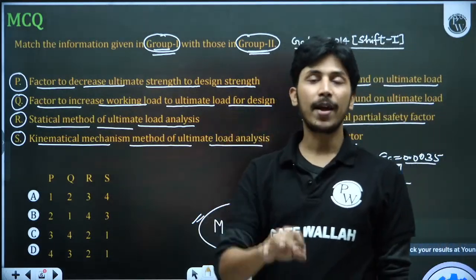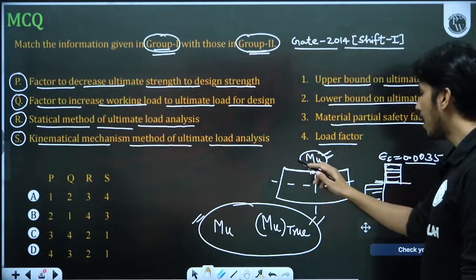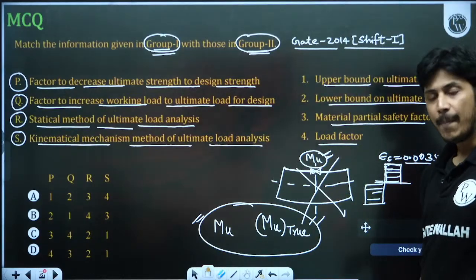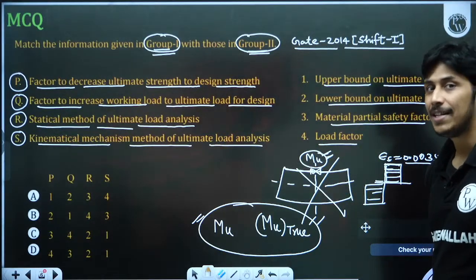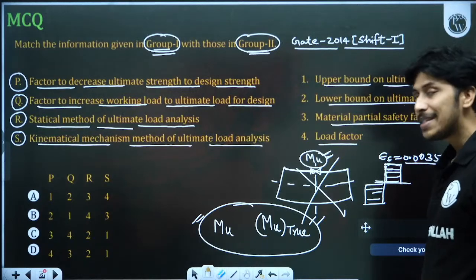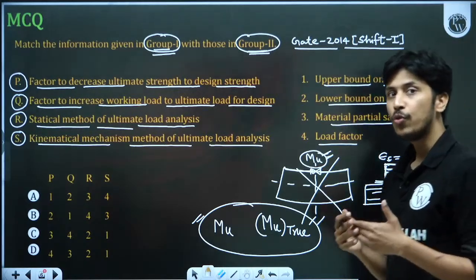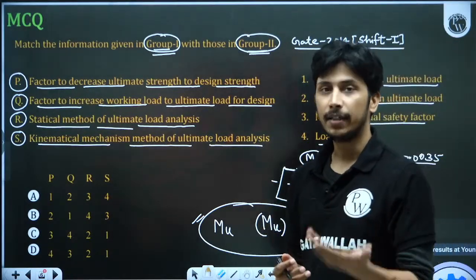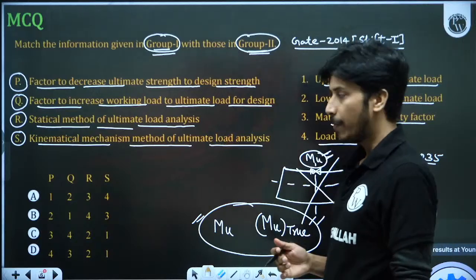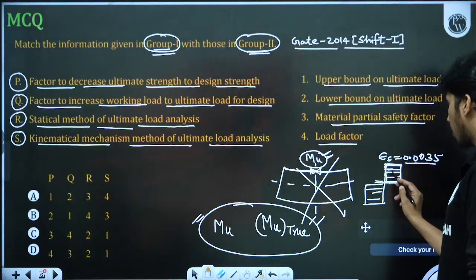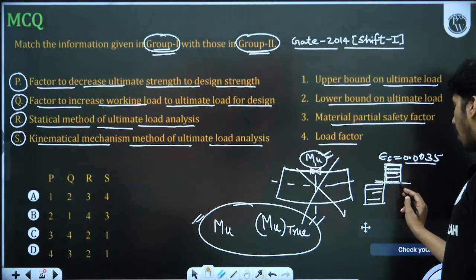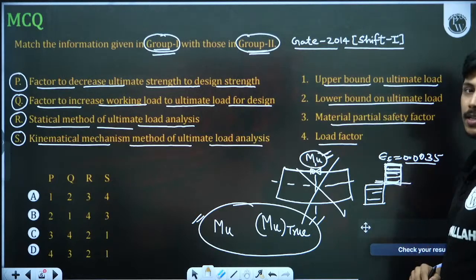So the upper bound mechanism is generally not used in RCC structures. The upper bound mechanism is generally used for steel structures. Why? Because steel can show deformation even above yielding. Above yielding you can also see the deformation. So the top fiber has yielded, now the bottom fiber can also yield. When all the fibers have yielded, then we will say that the whole section has failed.